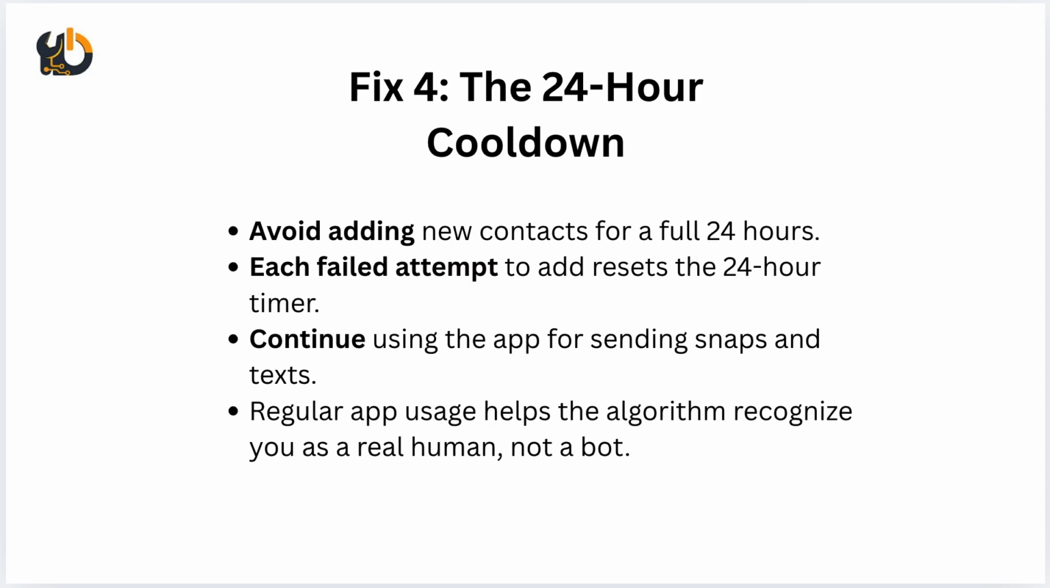Fourth fix is the 24-hour cooldown. Avoid adding new contacts for a full 24 hours, as each failed attempt to add resets the 24-hour timer. Continue using the app for sending snaps and texts. Regular app usage helps the algorithm recognize you as a real human, not a bot.